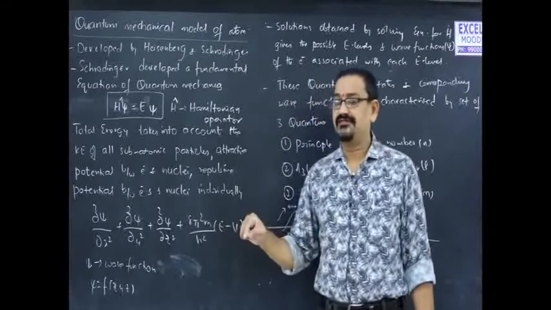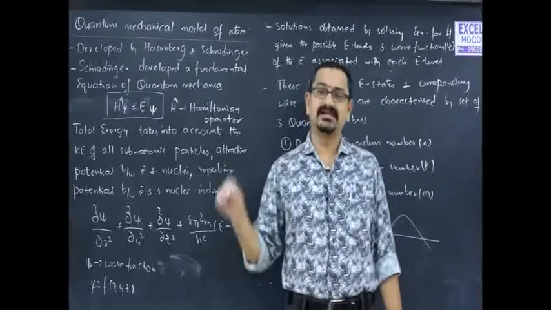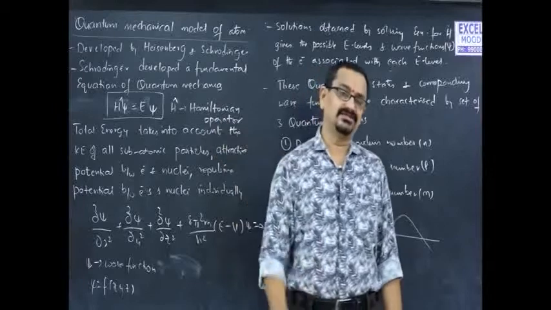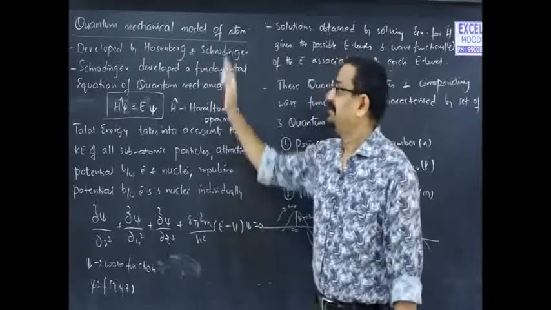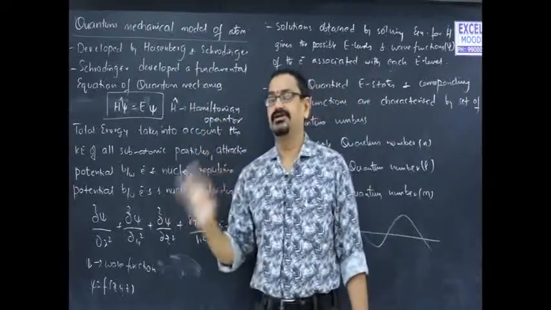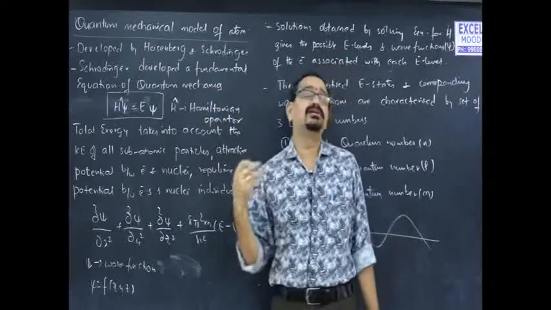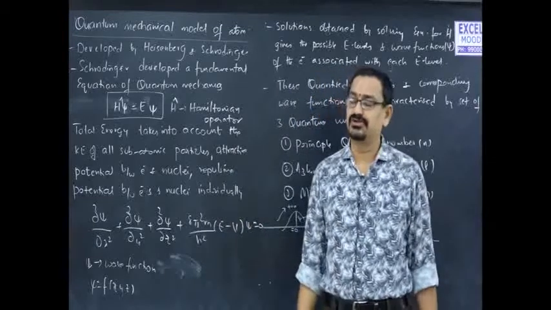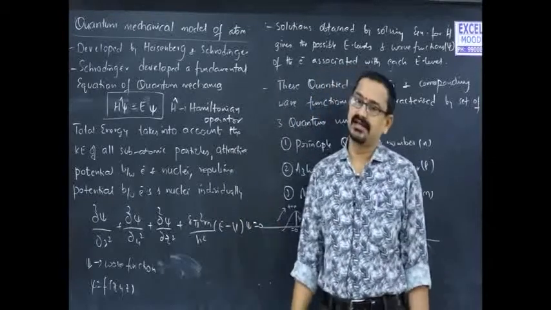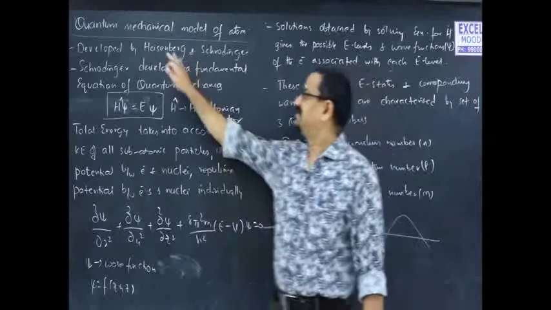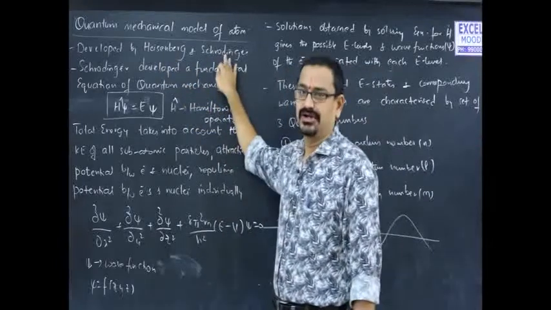Actually, this dual nature of electron, or dual nature of matter, was neglected or ignored by classical laws of physics. Right, but by considering this dual nature of matter, the quantum mechanical model has given a more satisfactory explanation about the motion of subatomic particles like electrons. So, this was developed by Heisenberg and Schrödinger.